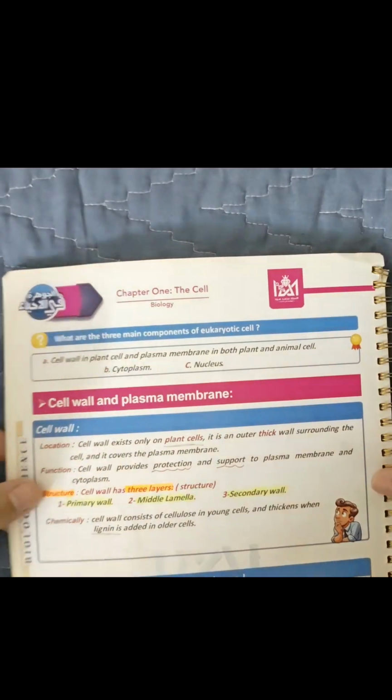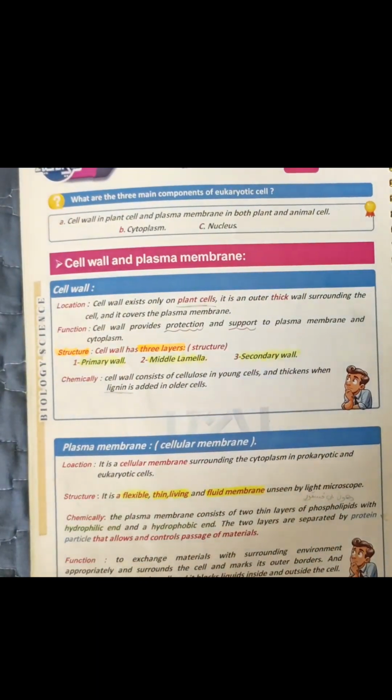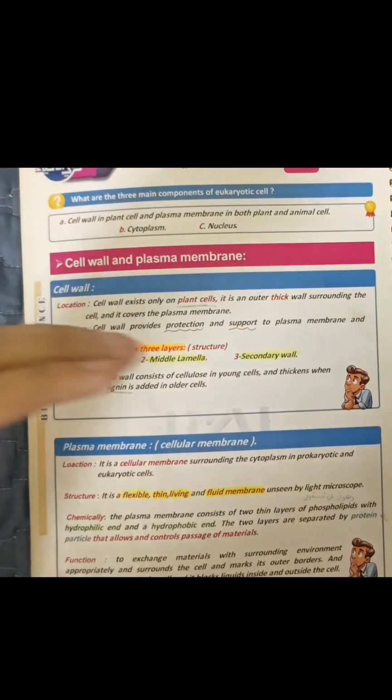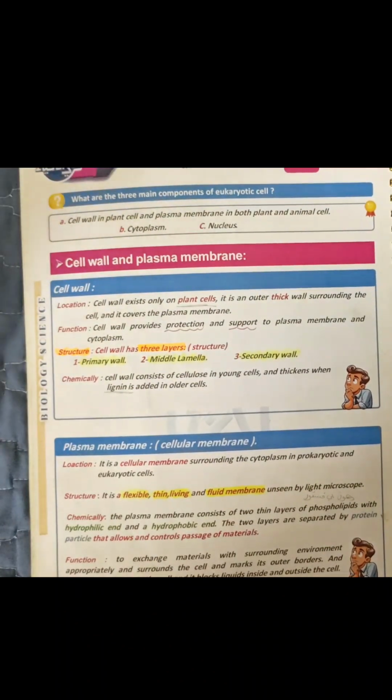Now, let's go into the second part of this. It says here, cell wall. Let's see the location. Cell wall exists only on plant cells. It is an outer thick wall surrounding the cell, and it covers the plasma membrane. So basically, it's above the plasma membrane when it's covering this cell. I'm going to show you a picture of that in a little bit.